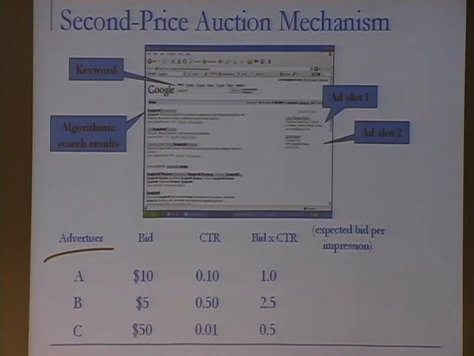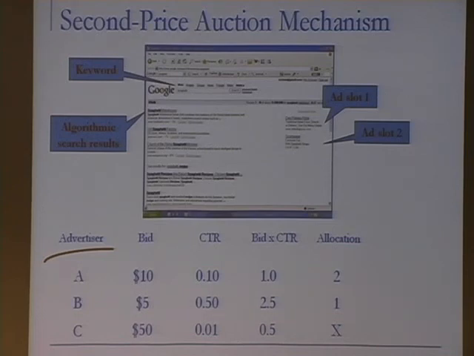Now, this can be interpreted as the expected bid per impression. It's how much it's worth to the advertiser to be shown on the search page. And it then allocates the ad space in decreasing order of this expected bid per impression. So here, advertiser B, who actually had the lowest bid per click, anyway has the highest expected bid per impression and is shown in the first ad slot.